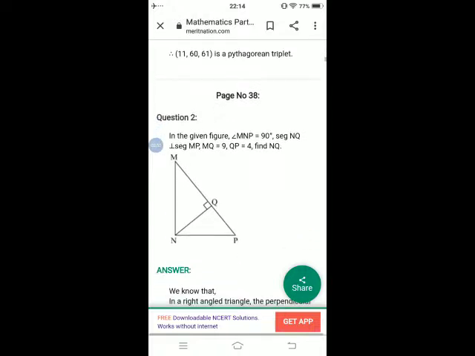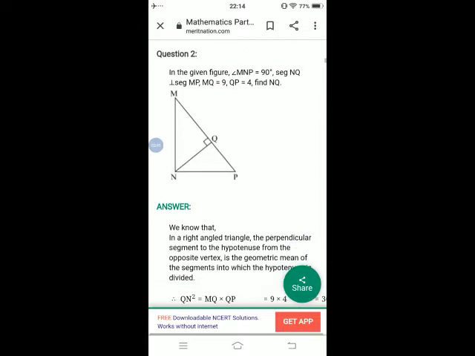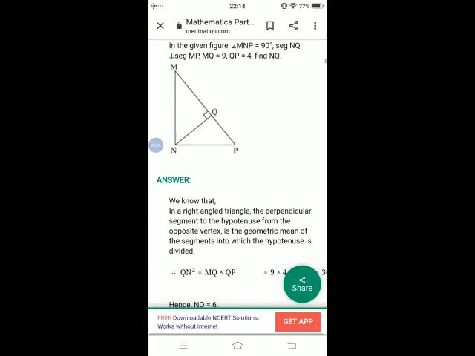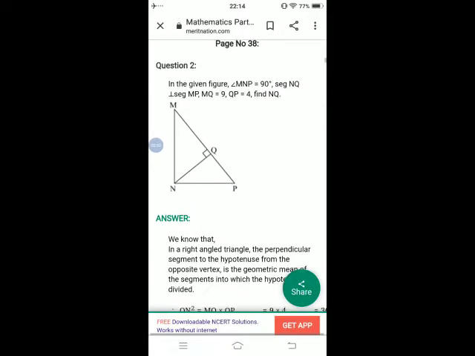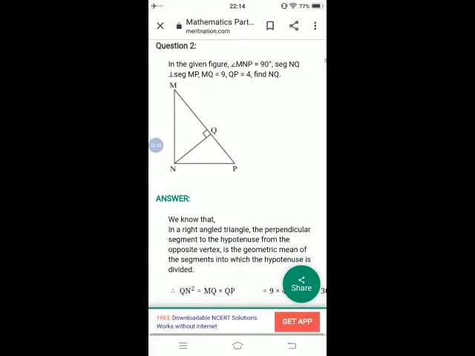Now here again on your screen there is the next question along with a figure. So what is the figure given here? Triangle MNP is given. QN is given as perpendicular. So angle MNP is given as 90 degrees. Segment NQ is given perpendicular to MP. MQ here is given as 9. QP here is given as 4. You have to find NQ.